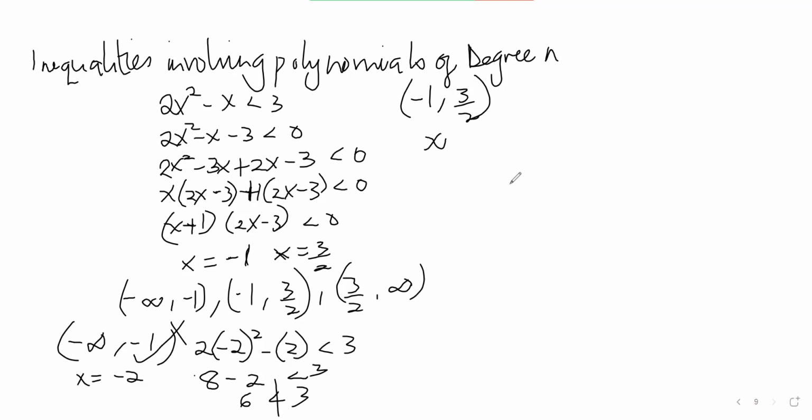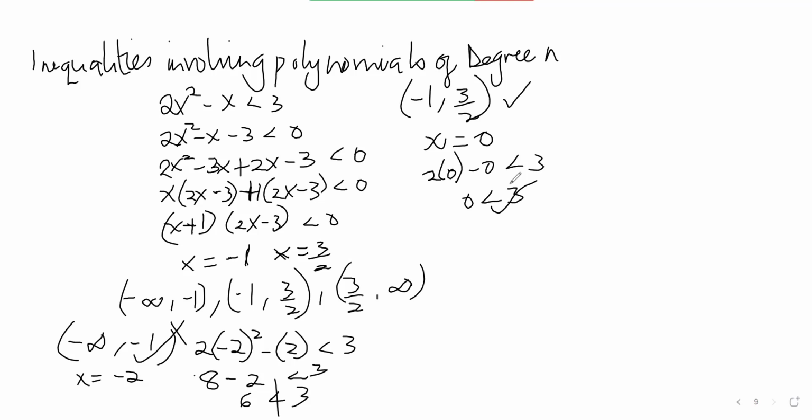So we can take x to be equal to 0. If we test in the polynomial, we'll get 2 times 0 minus 0. Is 0 less than 3? Yes. So this is a range of values that satisfy our polynomial inequality.